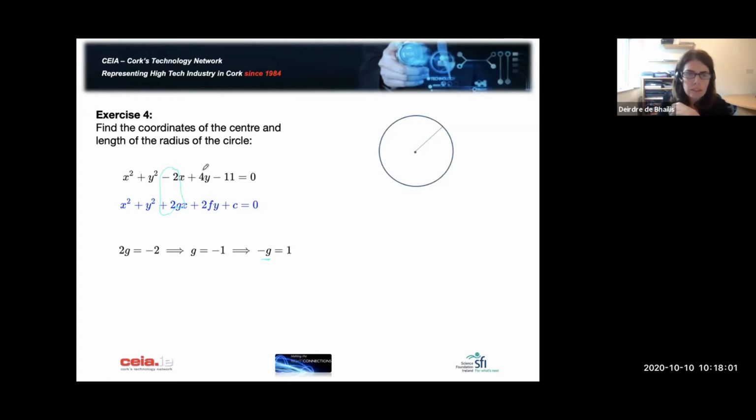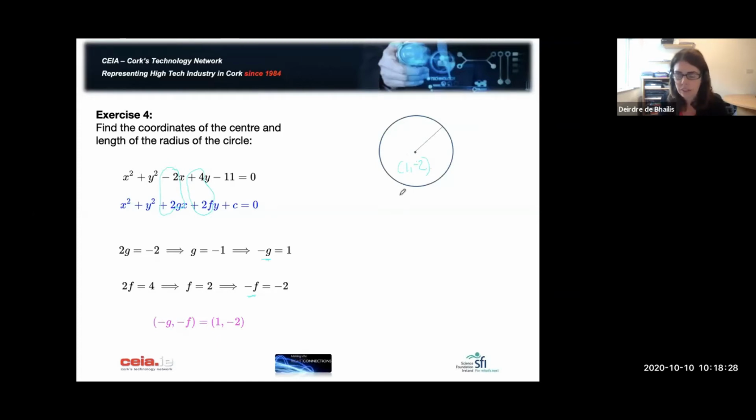The next comparison is 2f is equal to 4. That means f is going to be equal to 2. And looking for minus f, we get minus 2. So in this case, the center of our circle is 1 and minus 2.